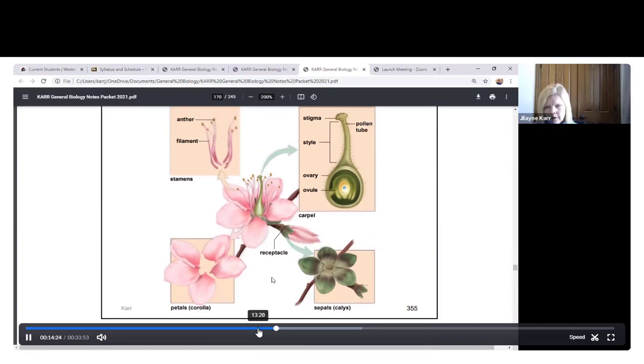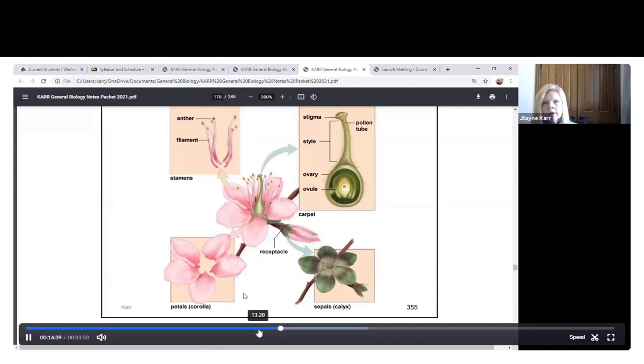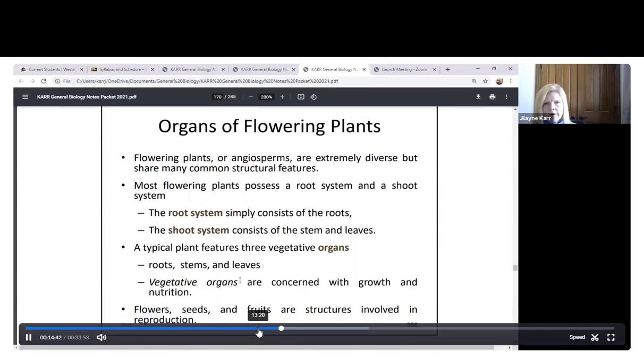And then the part that supports the flower, we have these small green leaves at the base of the flower. These are called the sepals. So these are small leaf-like structures that support the flower. We call them the sepal. So those are parts of a flowering plant.